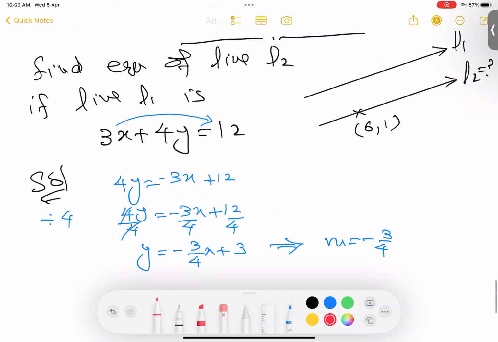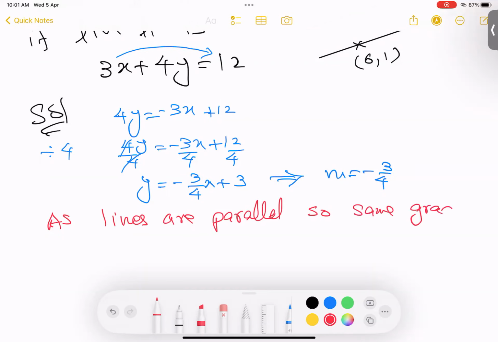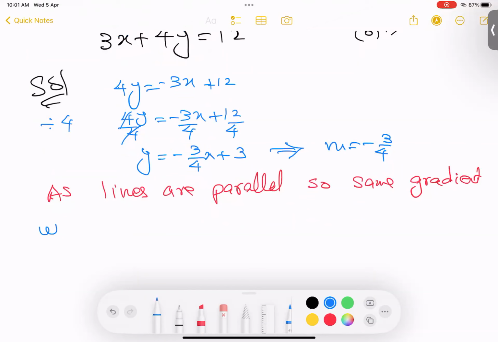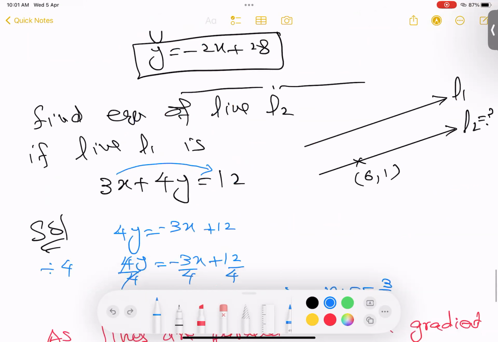Now, as lines are parallel, I'm writing a sentence here. This sentence is not compulsory. As lines are parallel, so same gradient. Now, students, what to do? I will use the same gradient, minus 3 over 4, and use the point 6, 1. Reason: because they have the same gradient.